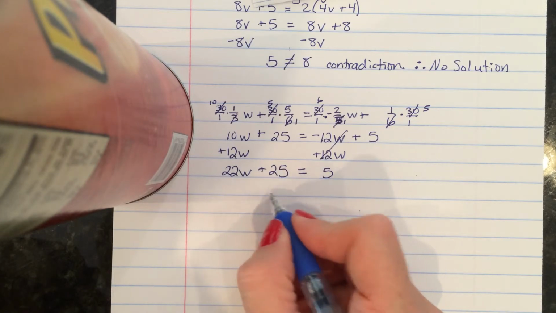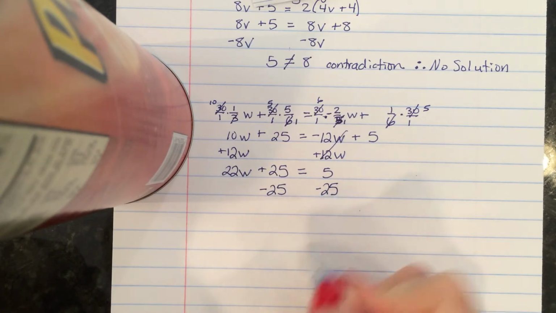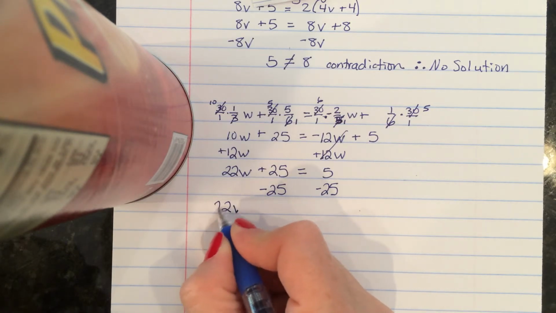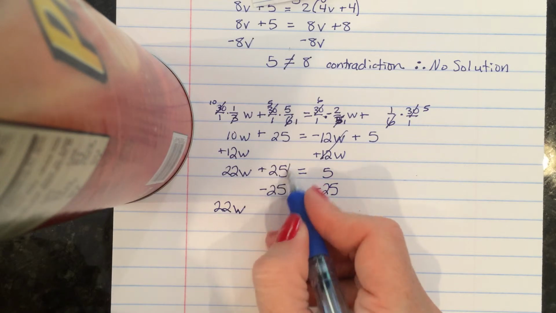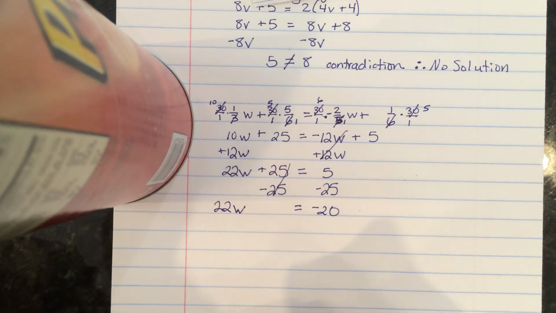You want to get your constants together, so we're going to subtract 25 from each side. Again, what you do to one side, you do to the other. So you have 22w equals, and this equals negative 20 when you put those together.